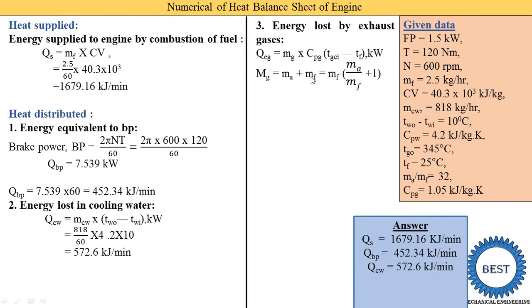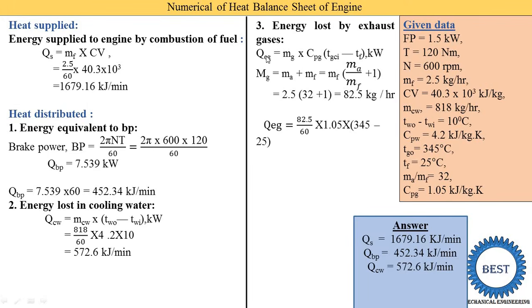Then after what are we doing? We take the mf common. So when we take mf common, here mf is not available, so we need to multiply and divide by mf. Then mf is common, so ma is divided by mf, and 1 is remaining. Now here you see mass of the fuel is given. Here the ratio of ma upon mf is given, so we are able to find out the mg. So we put this value, mf is equal to 2.5 in bracket ma upon mf 32 plus 1. So the answer is 82.5 kg per hour.